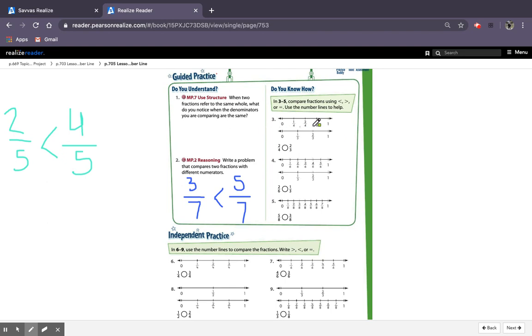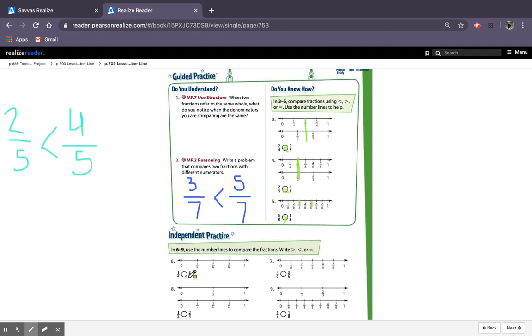They give us the number lines. So for 2/4 and 2/3, 2/4 is here. I draw this line down because I see that 2/3 comes after it. So I know that 2/3 is greater than. For 2/6 and 1/3, I draw my line down and they're equal to each other. I draw my equal sign. And then 5/8 and 3/8. My 3/8 is here. My 5/8 is here. The 5/8 is closer to 1, so 5/8 is greater than 3/8.